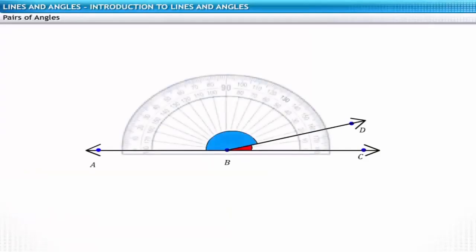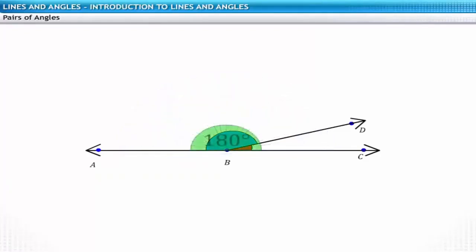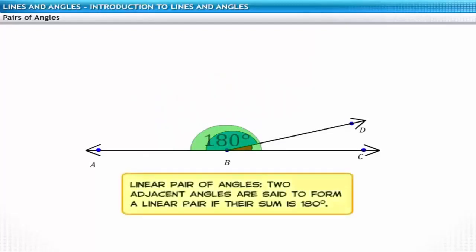The sum of these angles is equal to 180 degrees. Such a pair of angles is called a linear pair. Here the common arm is BD, and the non-common arms BA and BC form a straight line AC.